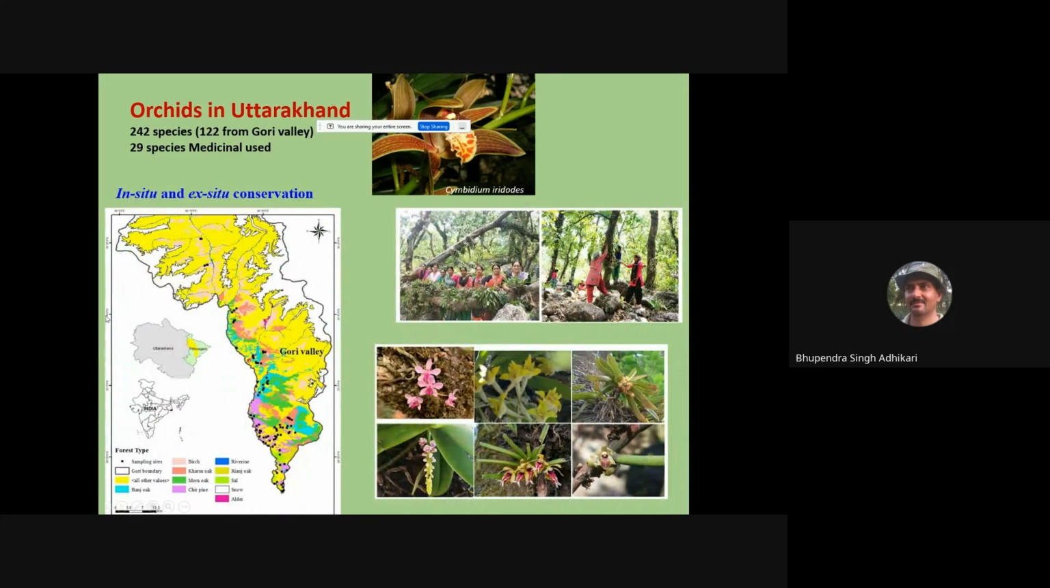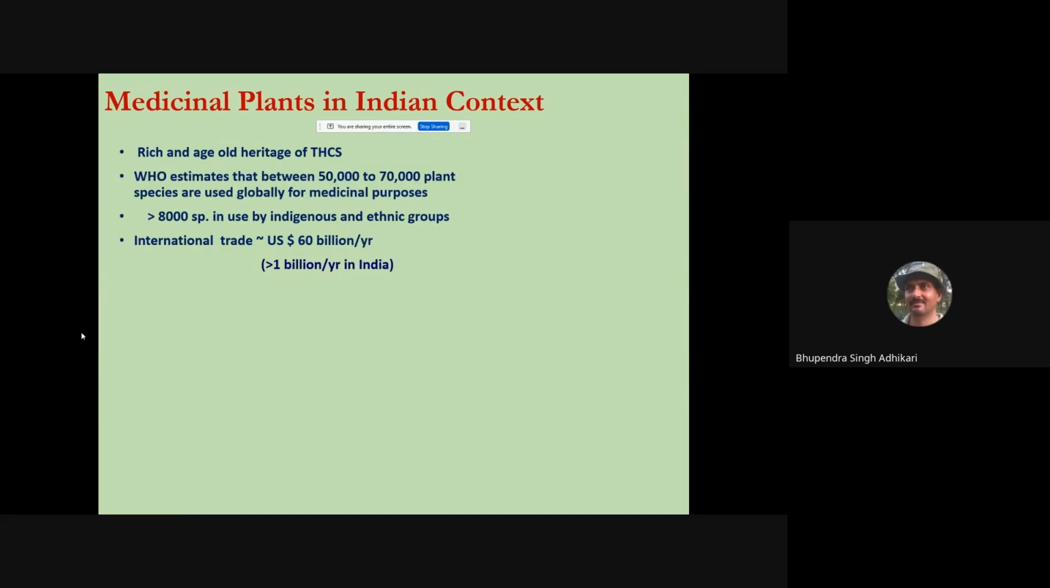Here you can see the areas where the orchids are. This is the portion of Gori Valley in Uttarakhand, and on the right side you can see that we have done ex-situ conservation as well as in-situ conservation with the help of the local community. We created one NGO for these local communities, and now wherever they find fallen orchids, they take them and restore them in their original habitats, or otherwise they put them in a small area developed by the forest department for the people using the area. Then coming to medicinal plants in the Indian context.